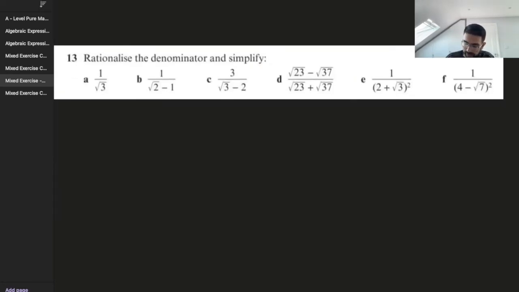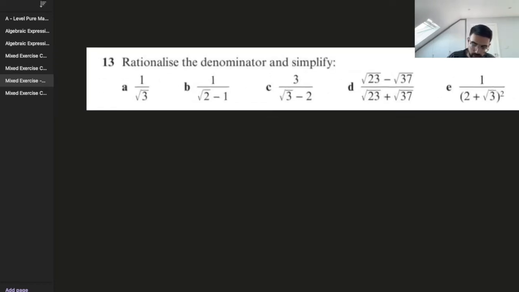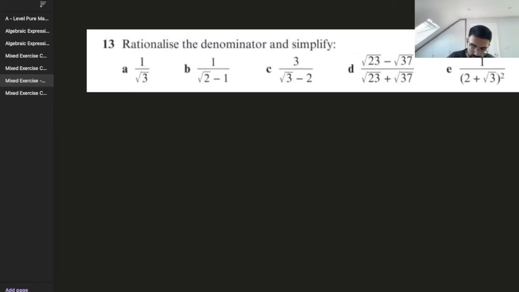Now, this is where the fun begins. We've got to rationalize the following. Okay, so let's get started on this. For part A, I am simply going to multiply the top and bottom by the denominator. So I'm going to end up with root 3 times root 3. So I'm going to end up with root 3 over 3.